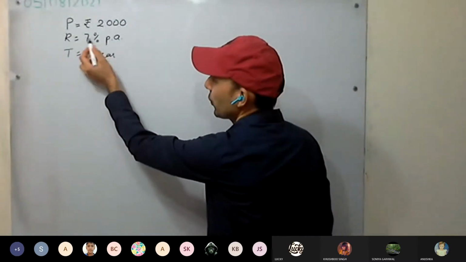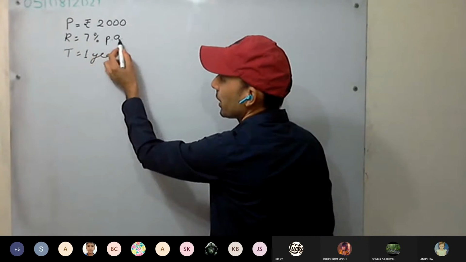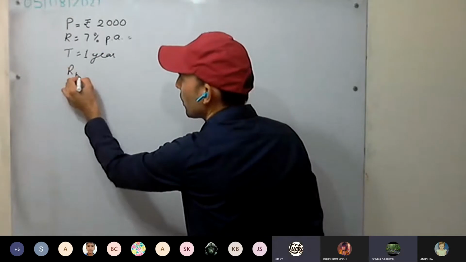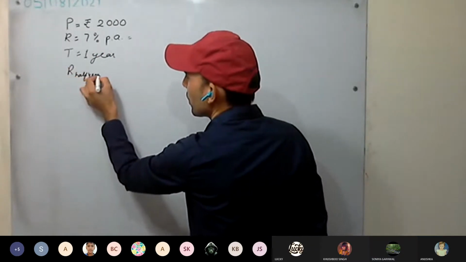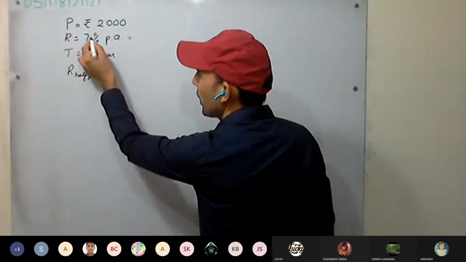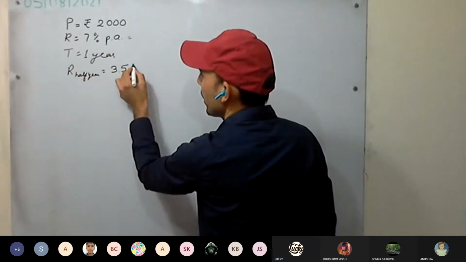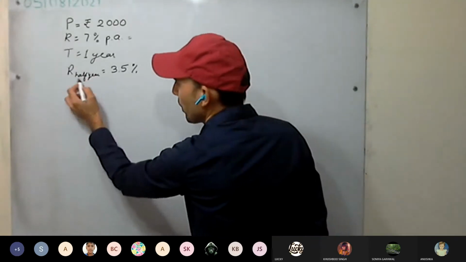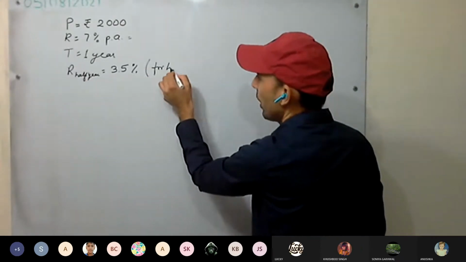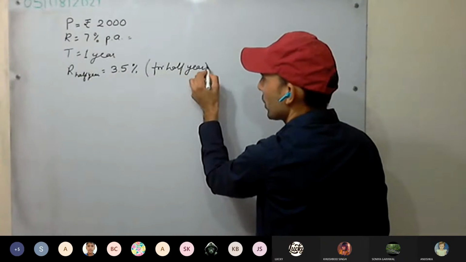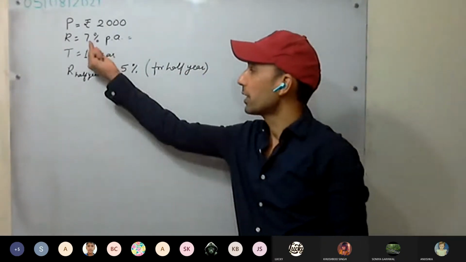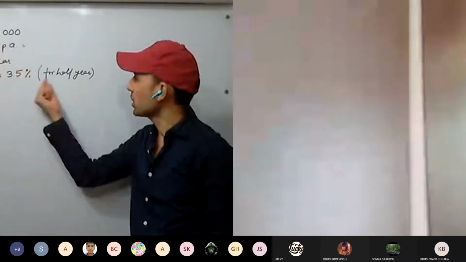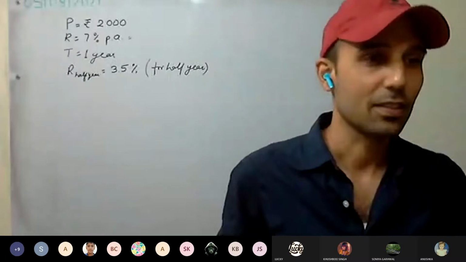Half yearly we have to compound. So this rate is for what period? This rate is for 1 year, per annum. So what will the rate for half year be? Rate for half year will be 7 divided by 2, which is 3.5% per half year. Because 7% is for a year, for each half year it is 3.5%.